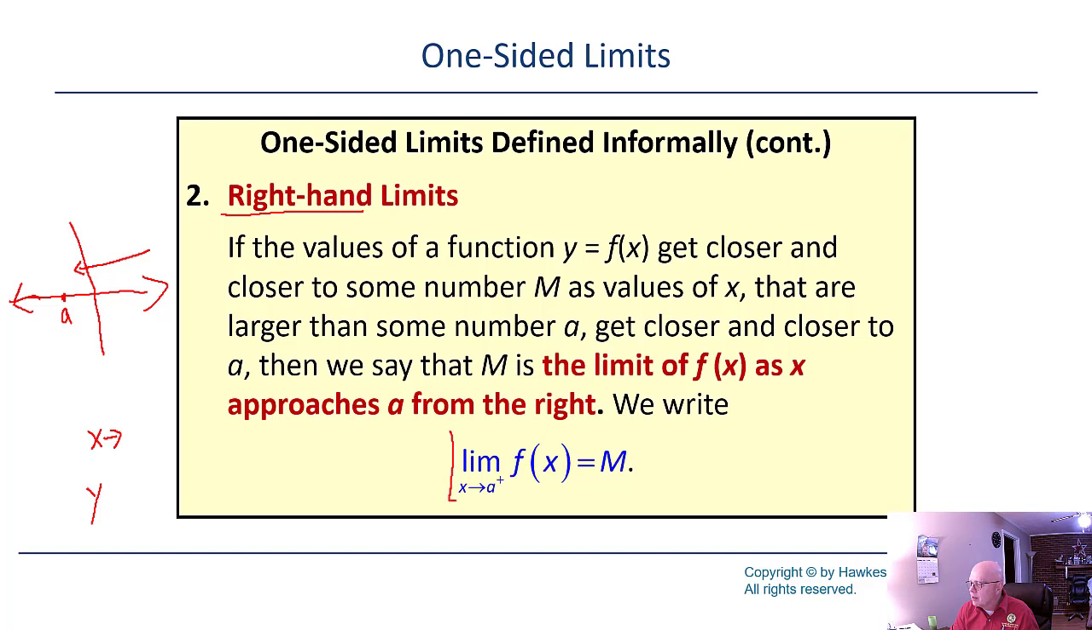Notice how this is described symbolically. It's the limit of f of x, alias y, as x gets close to a, and this means it gets close to a from the right-hand side. And this says, as it gets close to a, the y value gets closer and closer and closer to some number m.